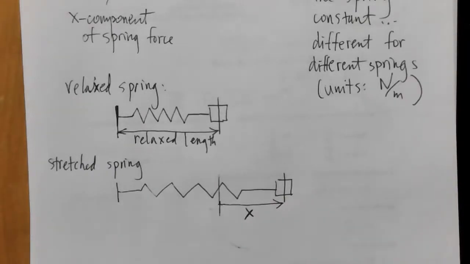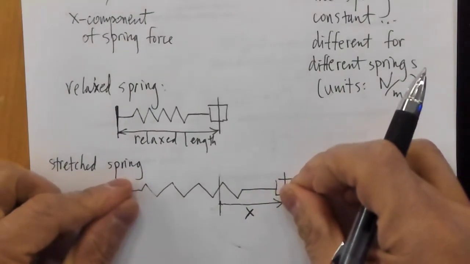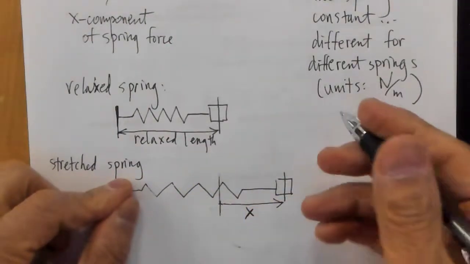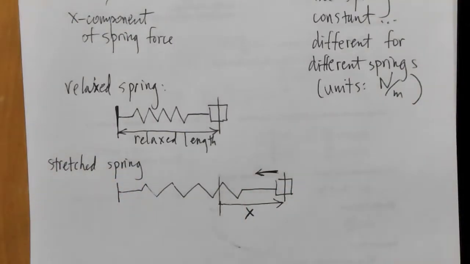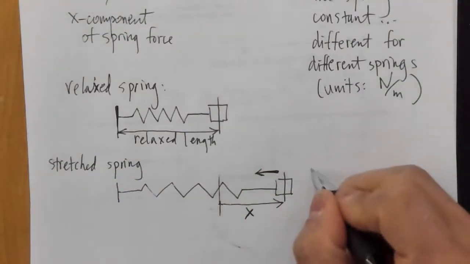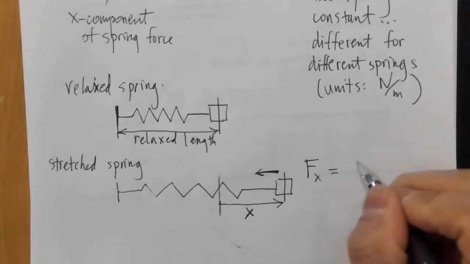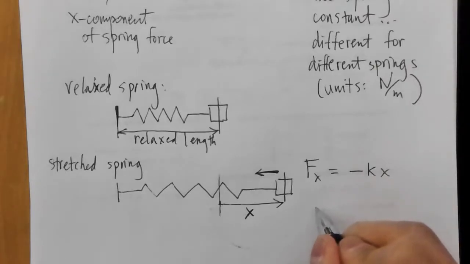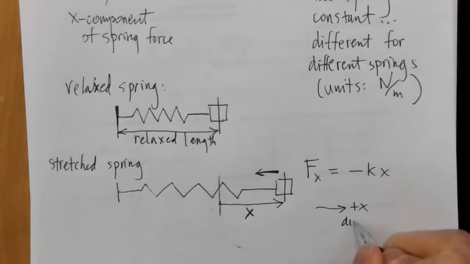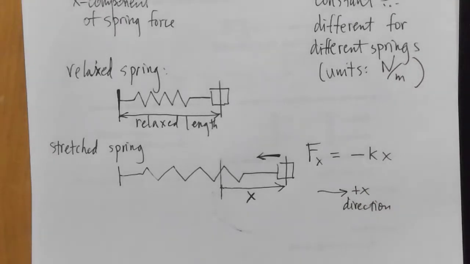Now, if we stretch a spring, what does it try to do? It tries to pull the mass back to its relaxed position. So as a result, because I stretch it like this, it's trying to pull me back in this direction. So that's the way that the force will go. So that's why I say that Fx, the x component of the force, is minus kx, because this is the positive x direction. And it's going in the negative x direction.